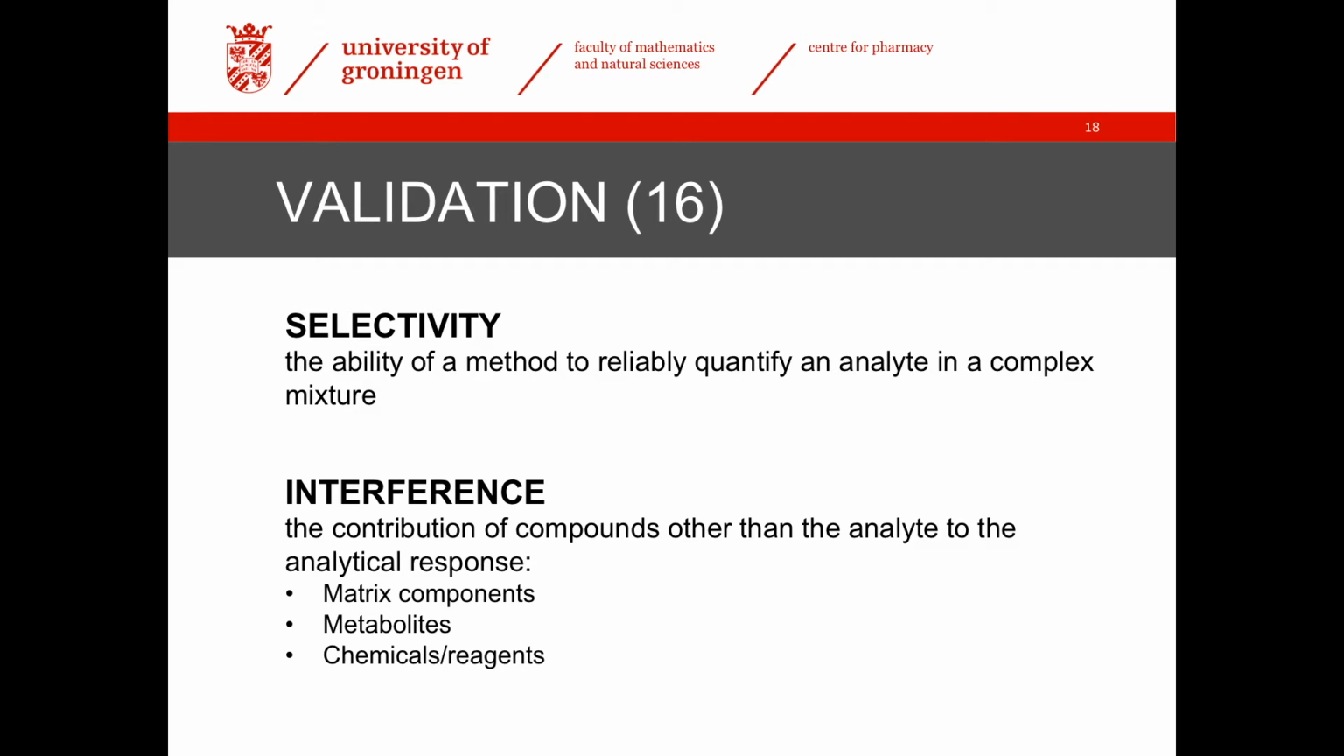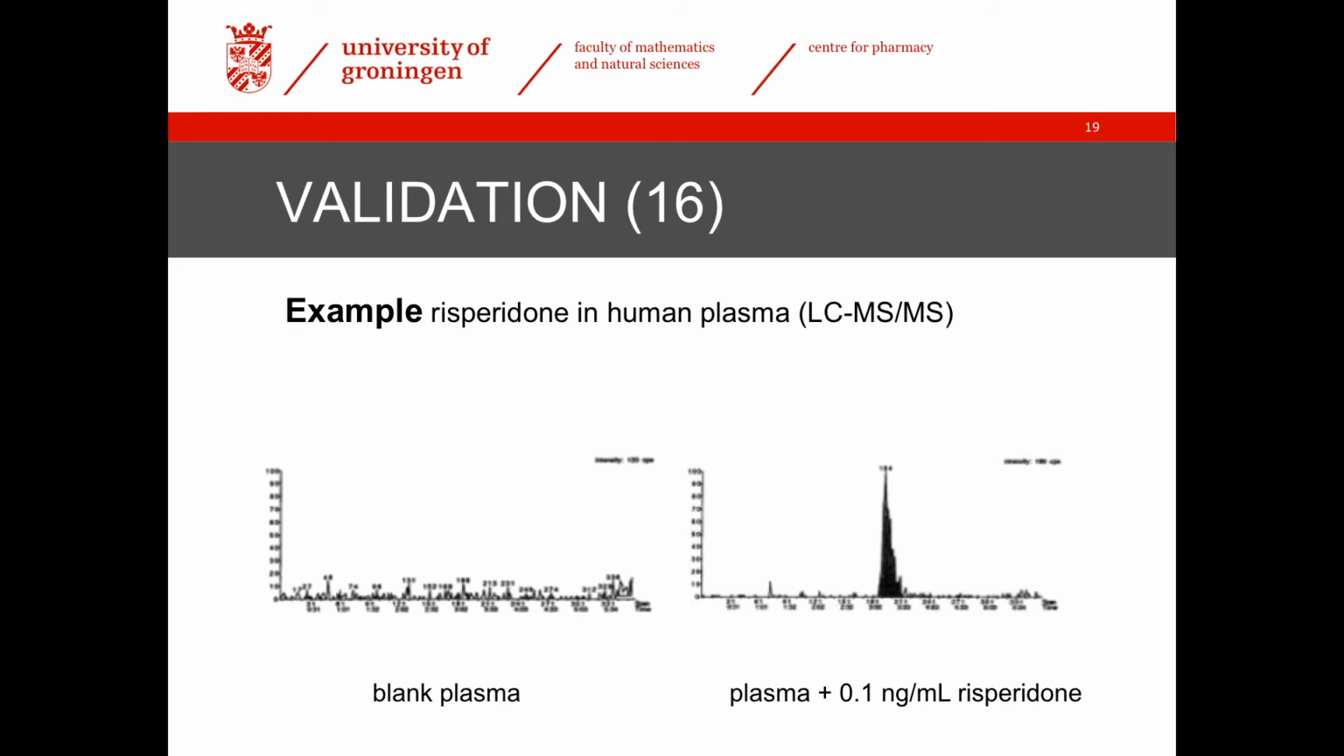In bioanalysis, interferences can originate from the matrix, such as endogenous plasma components, but also from drug metabolites or from the materials that are used for the analysis, such as solvents or buffers. For risperidone in plasma, we see that there are some very small responses in the chromatogram of blank plasma, but these do not really interfere with the peak for risperidone. Therefore, this method is sufficiently selective.